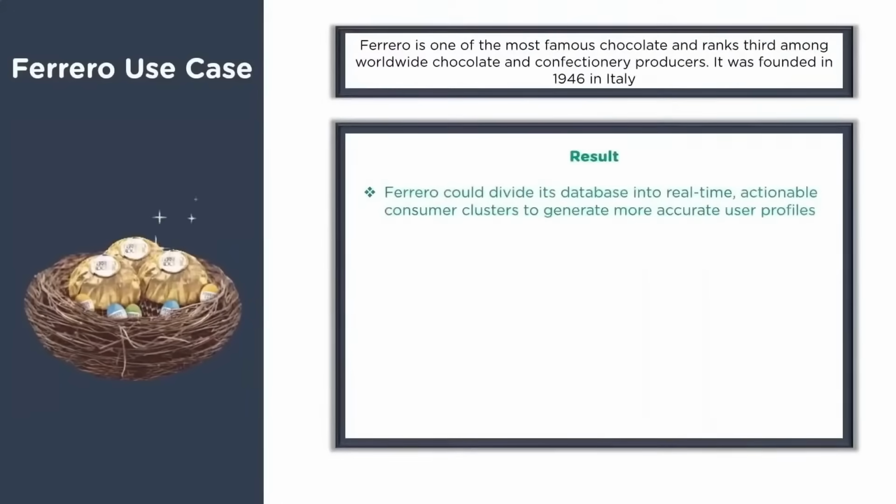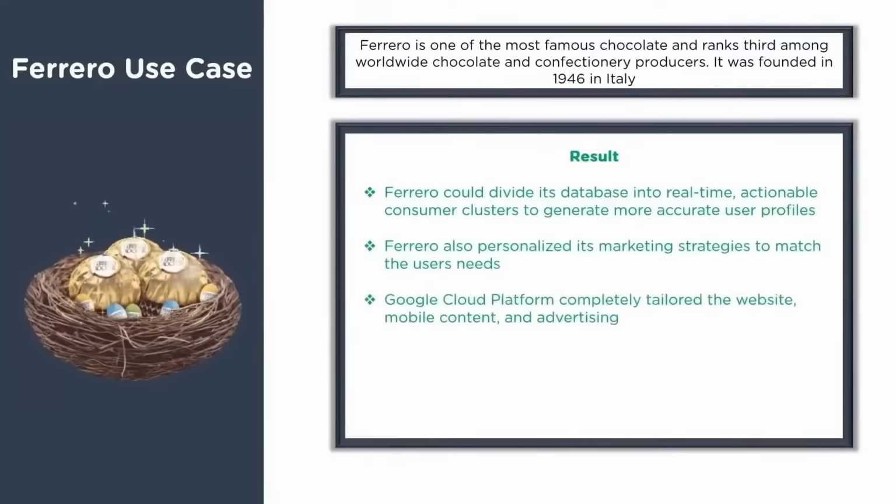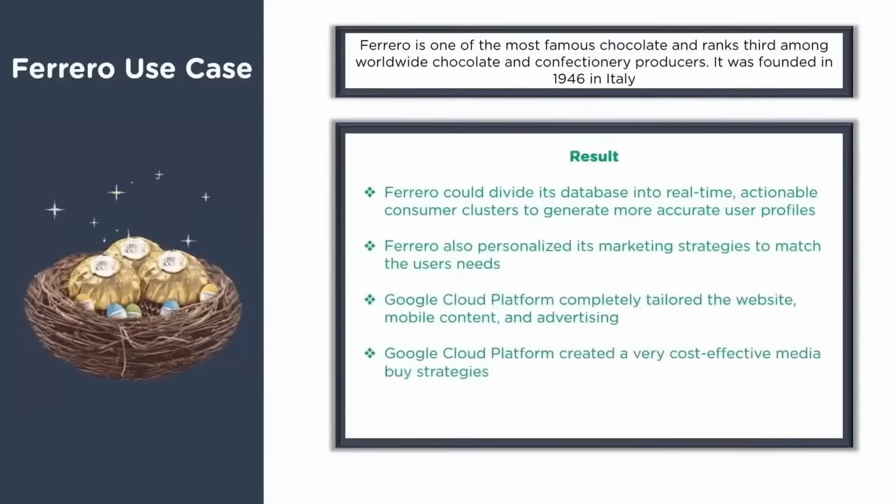What was the result? They could divide their database into real-time, actionable consumer clusters to generate more accurate user profiles. Ferrero was also able to personalize its marketing strategies to match user needs. Now, Google Cloud Platform completely tailored the website, mobile content, and advertising, and created a very cost-effective media buy strategy.